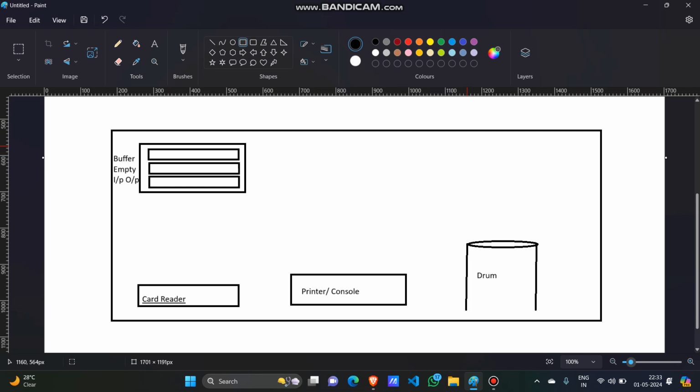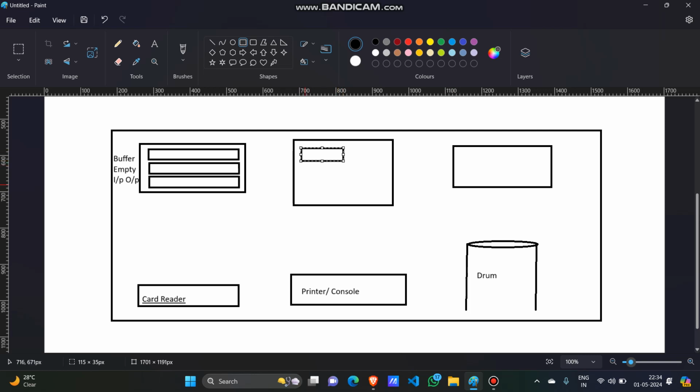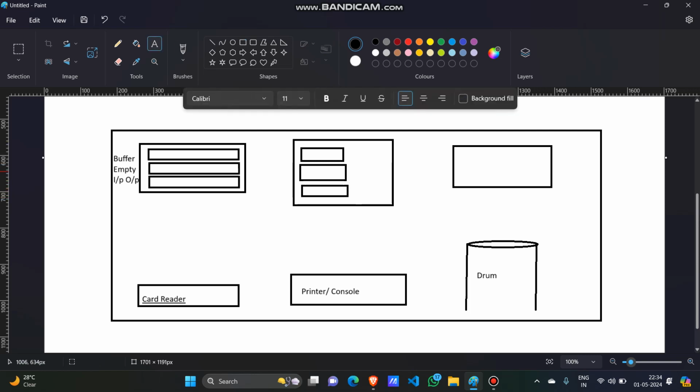And apart from this, we have our main memory here. And apart from this main memory, we have our central processing unit, that is CPU, at this side. So these are the registers that we would have. This is the CPU that I have. This is the main memory, and this is the system that I have.